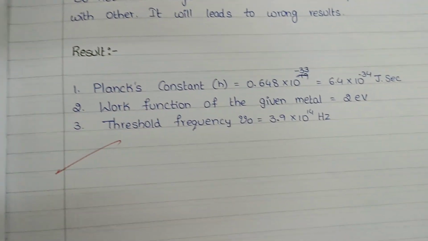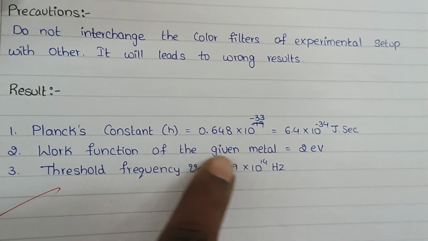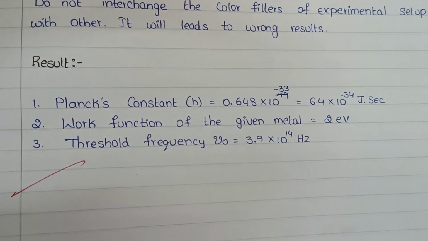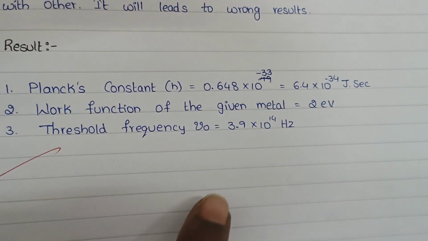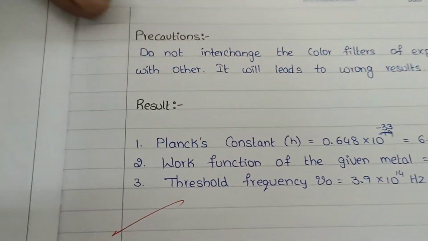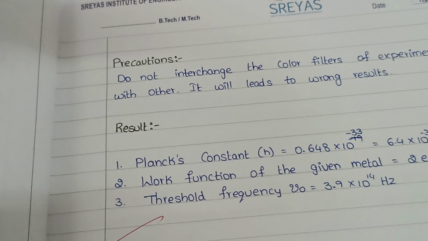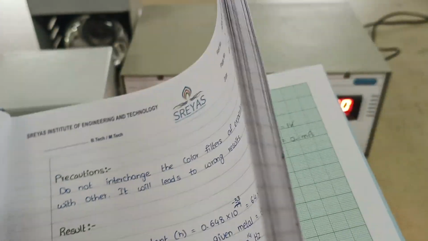So once you get all these values, write the result. Planck's constant is 6.4 into 10 to the power of minus 34. Work function of the given metal is 2 electron volts, and the threshold frequency here we got is 3.9 into 10 to the power of 14 Hertz.